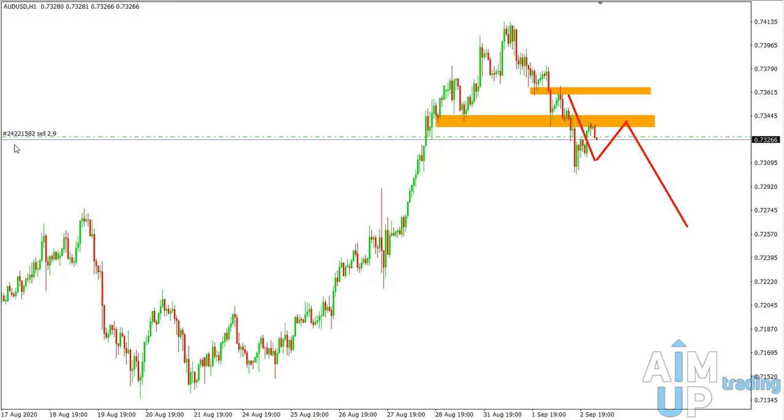I'm forwarding the video, guys, for you, of course, because every single candle is 1 hour. So like you can see, the price retested our second area, and that's why we enter a trade. We enter after this big bearish candle. After the retest of the second area, we have the engulfing candle, and that's why we open another trade.